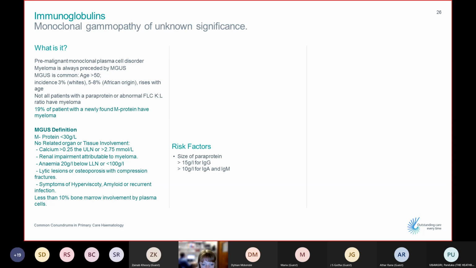MGUS itself is a very variable condition, and there are some patients who don't require follow-up at all, and some patients who should be monitored closely. The way we determine which patient falls into which group is their risk factors. We know the size of the paraprotein can affect their risk, and an IgG paraprotein over 15 grams or IgA or IgM over 10 grams is associated with an increased risk of development of myeloma. An abnormal serum free light chain ratio also increases your risk, and anyone with a non-IgG paraprotein is high risk.